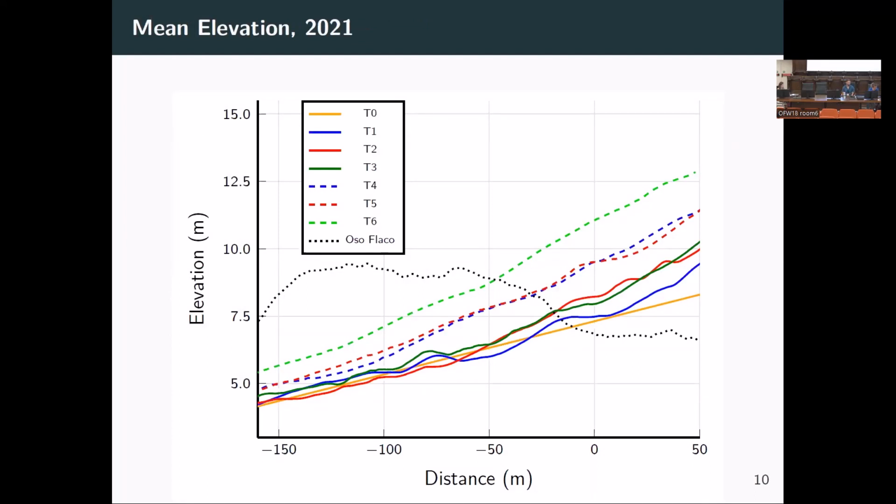Just to give you an idea of the profile of these different landscapes, all of the restoration treatment areas have this sort of upward sloping as you go inland. So the ocean is on the left here, inland is on the right. And this black dotted line that I imposed over them is an undisturbed natural foredune that I measured at the south end of the park.